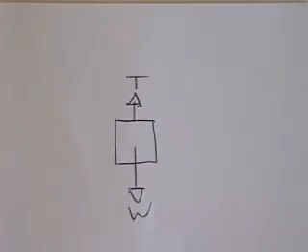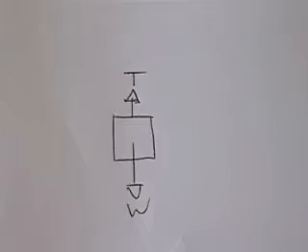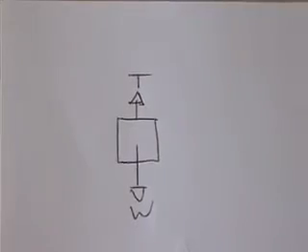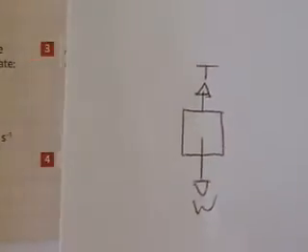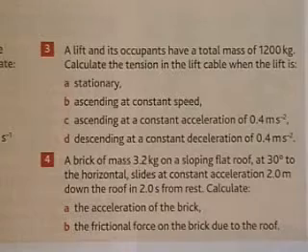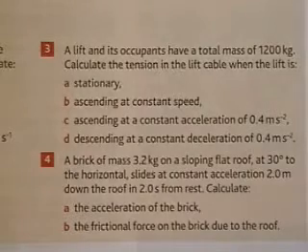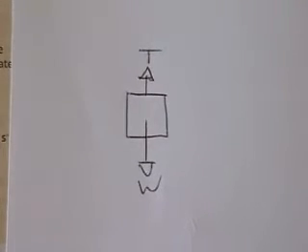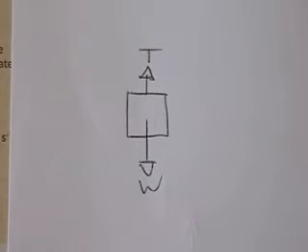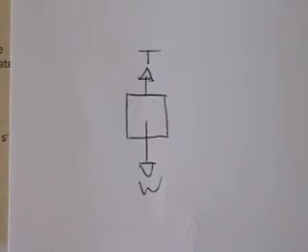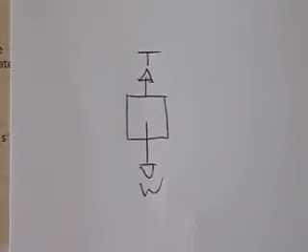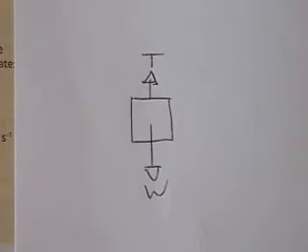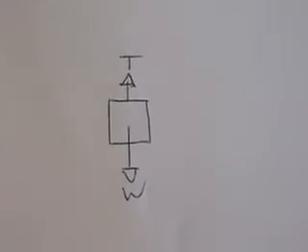If the lift is stationary, what can you say about the upward force and the downward force to keep something stationary? Should be quite straightforward, that. Part B, if the lift's ascending at a constant speed, so it's not accelerating upwards, it's not accelerating downwards, it's moving at constant speed. Well, if something isn't accelerating, what can you say about the upward force and the downward force? There's a little bit more thinking about, but it's still quite a simple question, that.